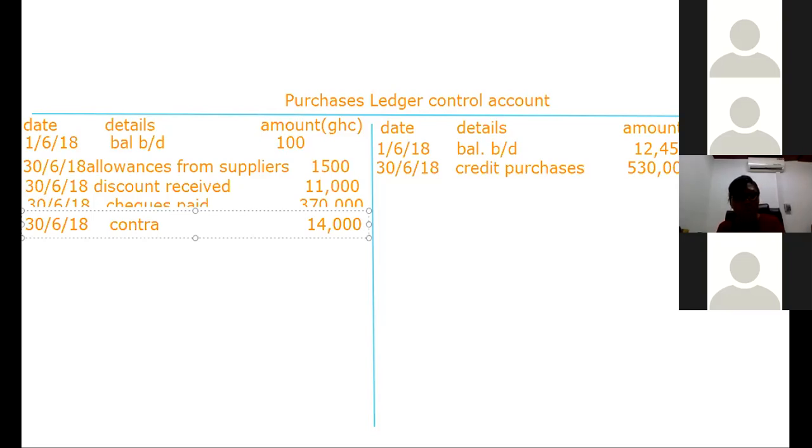So the business school will not open a different account. Of course, they can open a different account for Daisy in the sales ledger and in the purchases ledger. So one will show a debit, one will show a credit, because in one you are a debtor and in the other you are a supplier. At the end of the period, depending on which one is more, you record it.